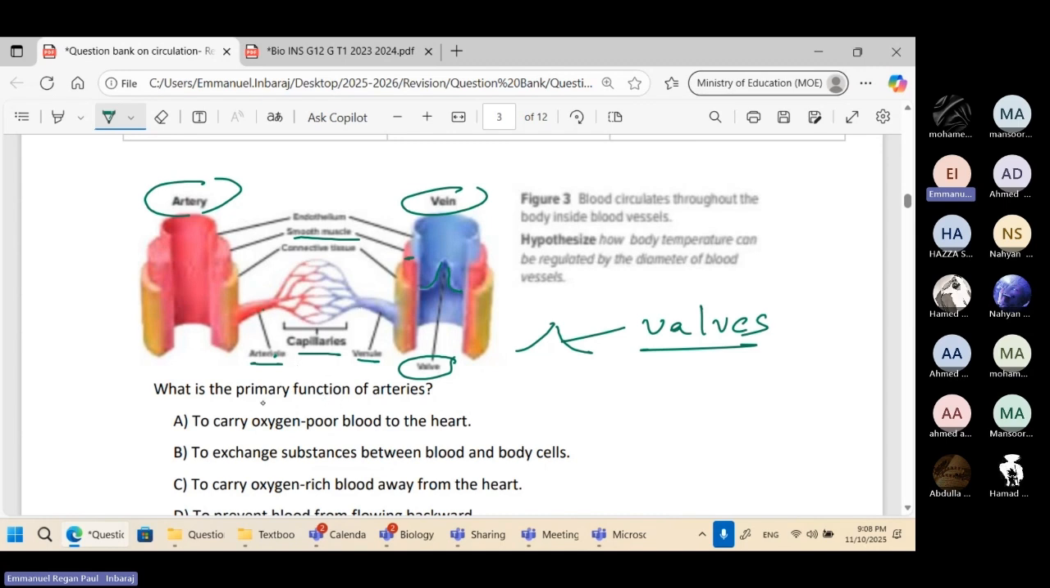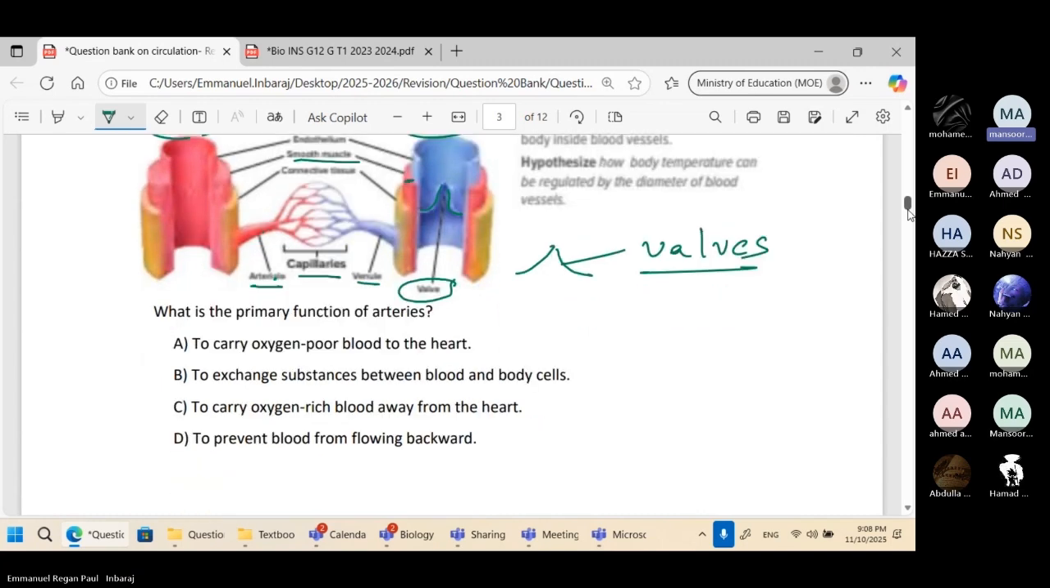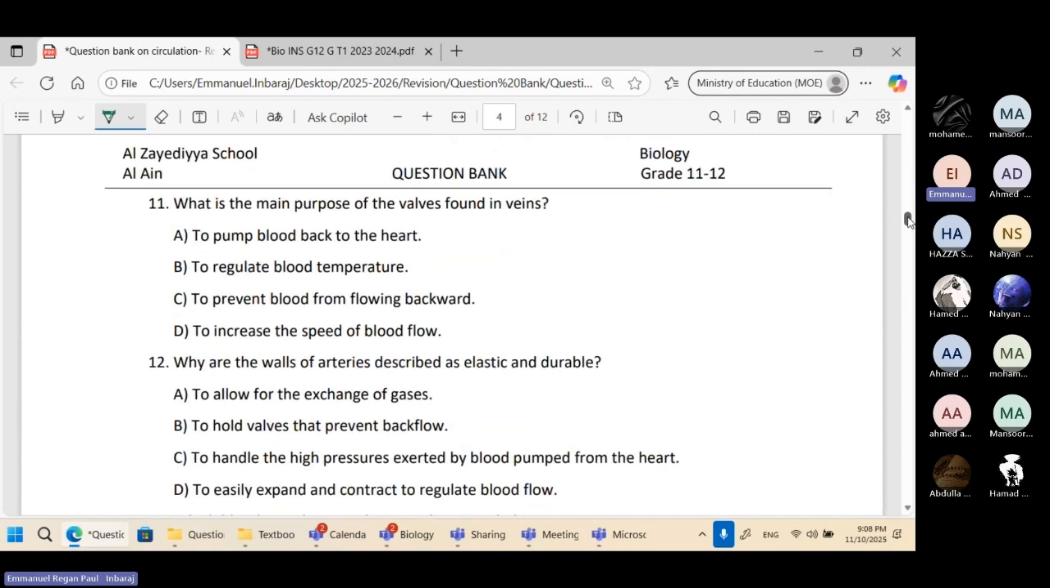Okay, let's answer the question. What is the primary function of arteries? C, to carry oxygen rich blood away from the heart. Yes, away from the heart. Good. Let's go to the next one.